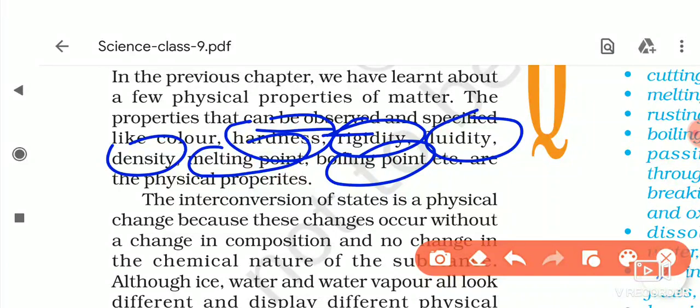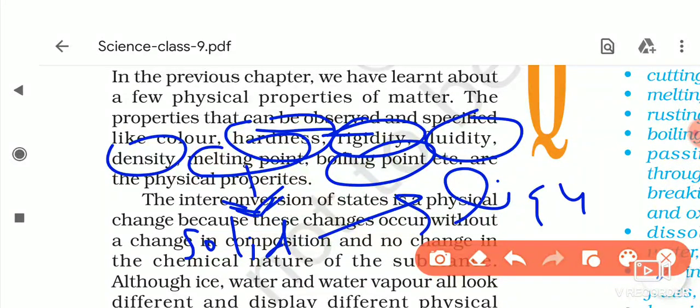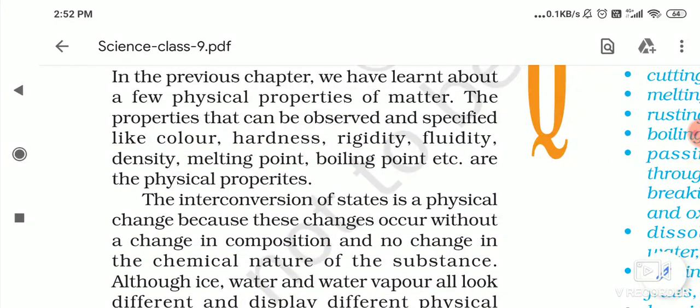For example, melting point. Melting point is the point when a solid starts to liquefy, meaning solid converts into liquid. The temperature at which solid converts into liquid state is the melting point. But it is also reversible and there is no change in the chemical nature. That's why we can call it a physical property.